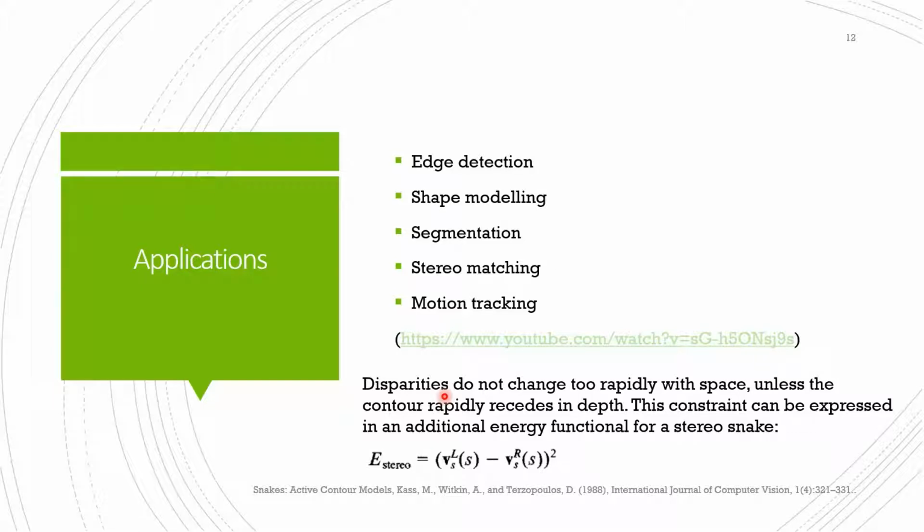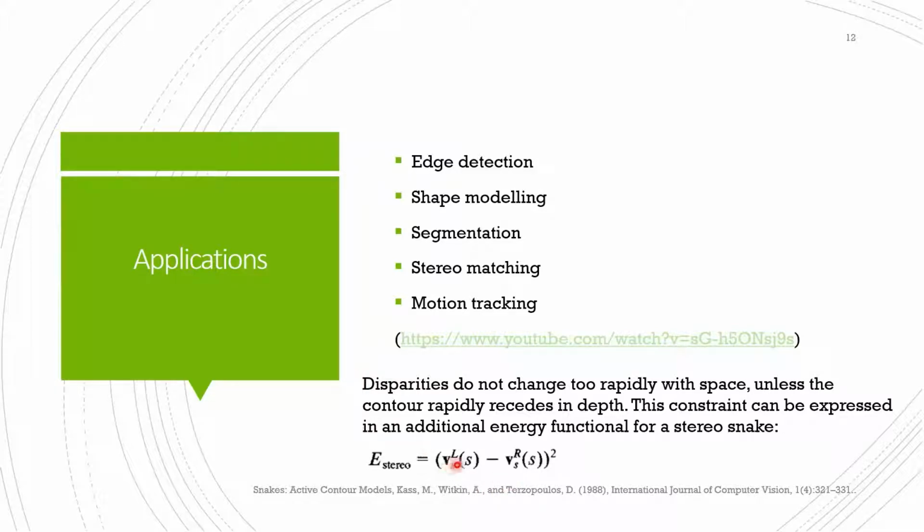So if we are looking at an object with two eyes, objects that are near our eyes have very high disparity, but objects far beyond at infinity have very little disparity. So the assumption is that disparities do not change too rapidly with space. Like we are not moving in a train, we are just standing and looking with two eyes. In that case, disparities do not change too rapidly with space unless the contour rapidly recedes in depth. This constraint can be expressed in an additional energy function for the stereo snake.